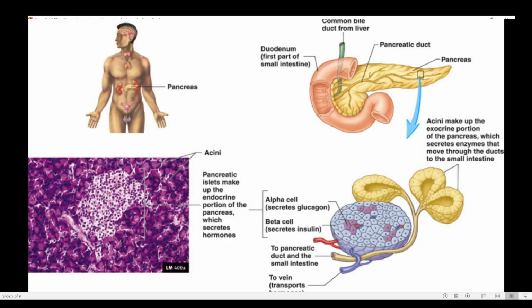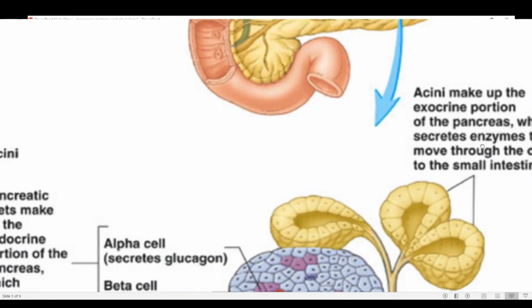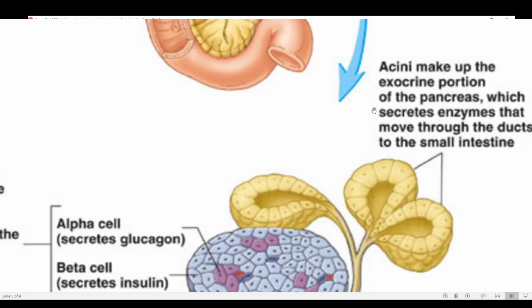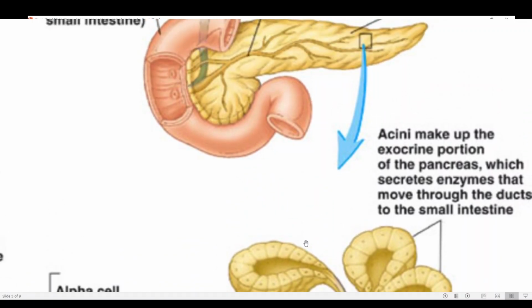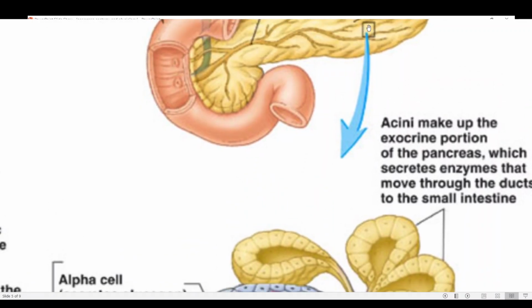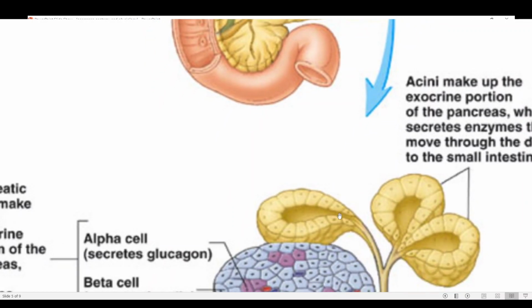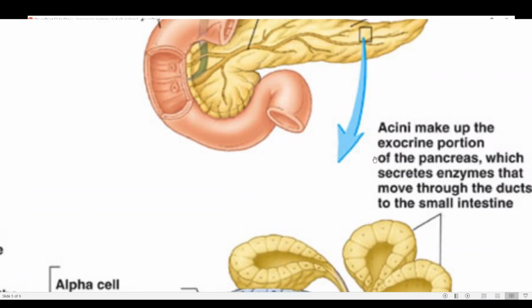Now the physiology of the pancreas. The pancreas has two functions: one is exocrine, another is endocrine. See here the exocrine function. This is the enlarged picture of this section. Here these are the acinar cells, mainly located in the pancreas.